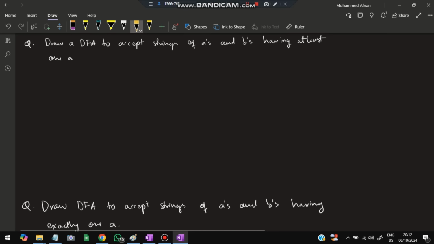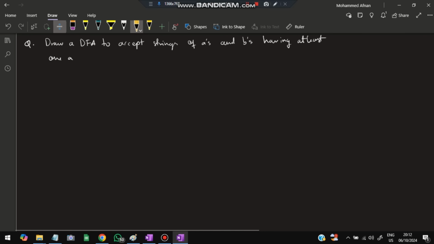Draw a DFA to accept the strings of A's and B's having at least one A. Okay, so let me insert some space here. Draw a DFA to accept strings of A's and B's having at least one A. Okay, so what is the solution?